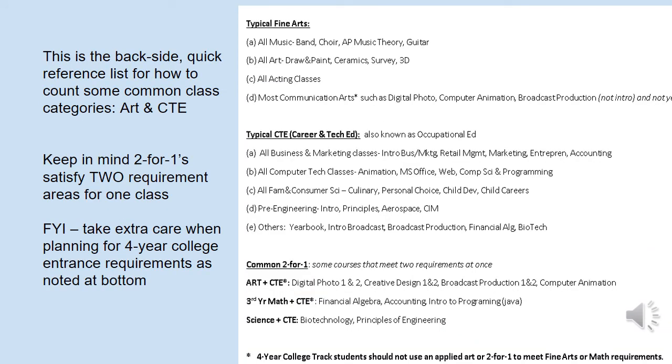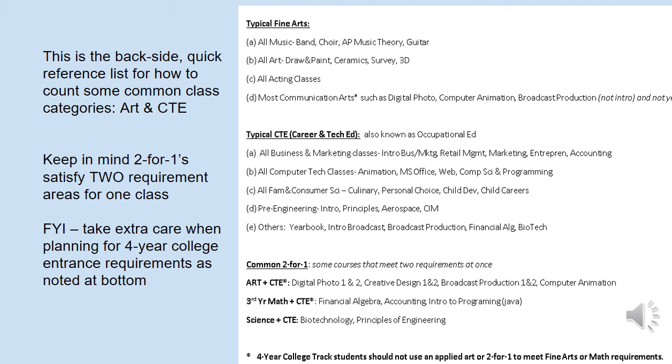If you take a moment and you flip this tool over to the back side, you will notice there is a quick reference list for how to count some common class categories, such as art and career and tech ed, or CTE. Also, it will show you some 2-for-1 options. Please keep in mind that 2-for-1 options require 2 requirement areas at the same time. And keep in mind that if you are thinking 4-year college, you probably want to avoid some of the 2-for-1 options. So let's look at some of these categories.